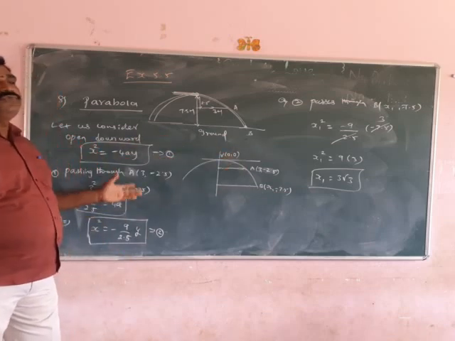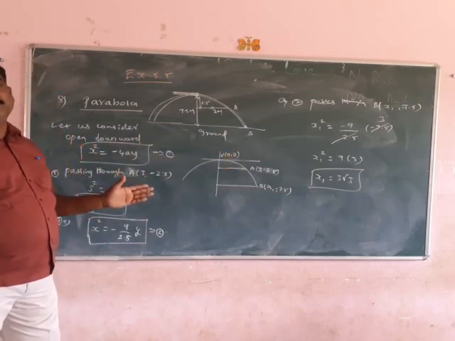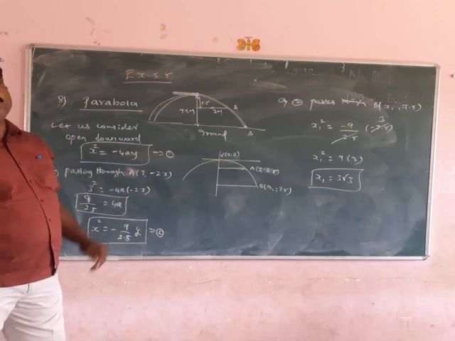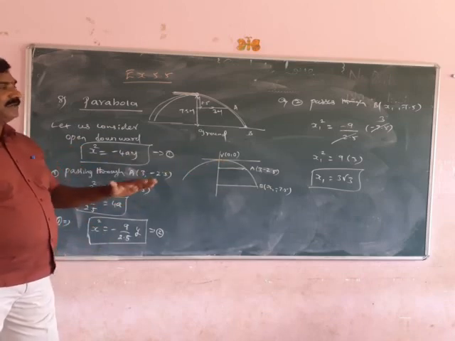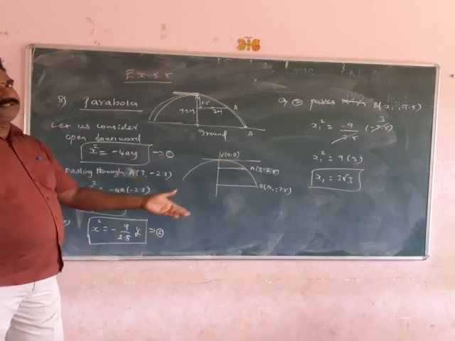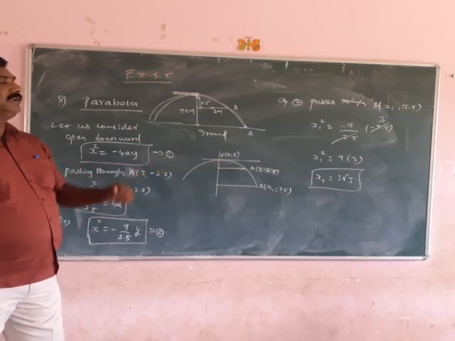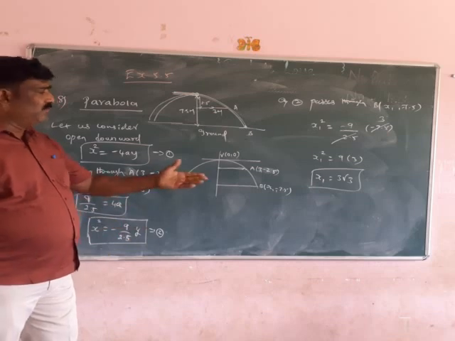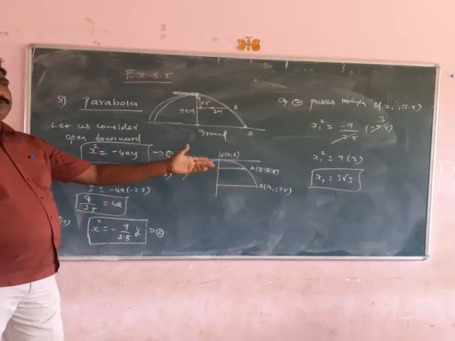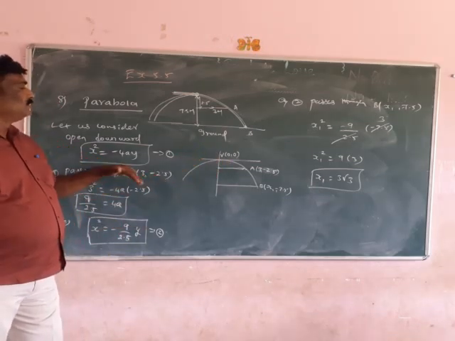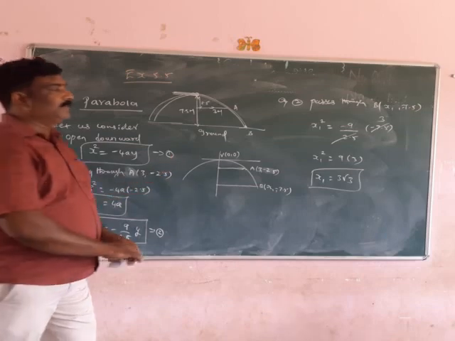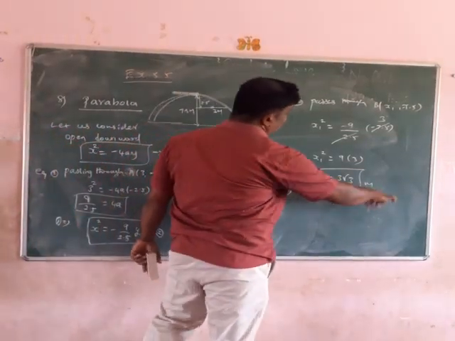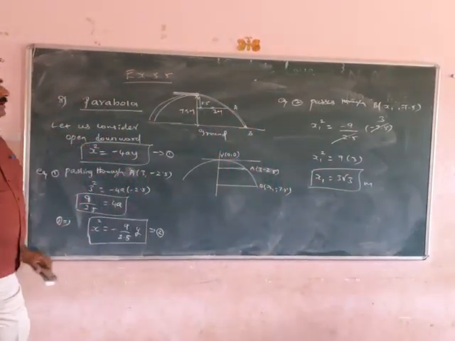Root 3 is about 1.7, so the value is around 5 something, near to 6. We need not substitute the value of root 3 as 1.73. It is x1 equal to 3 root 3 meters. Simply putting 3 root 3 meters is enough.